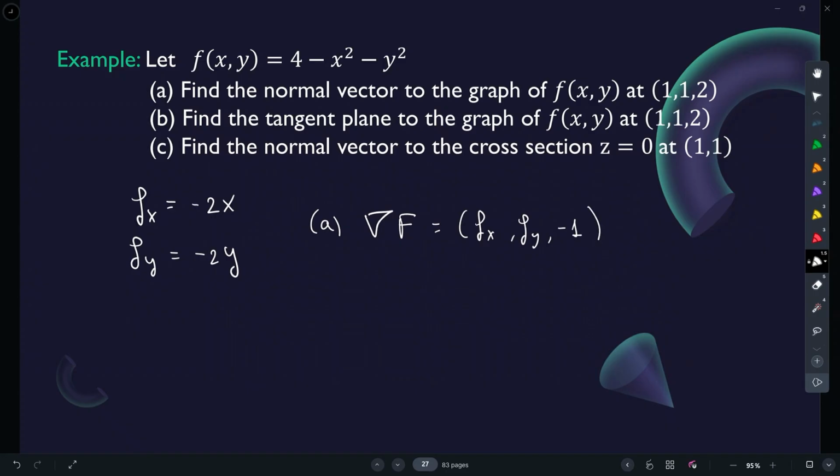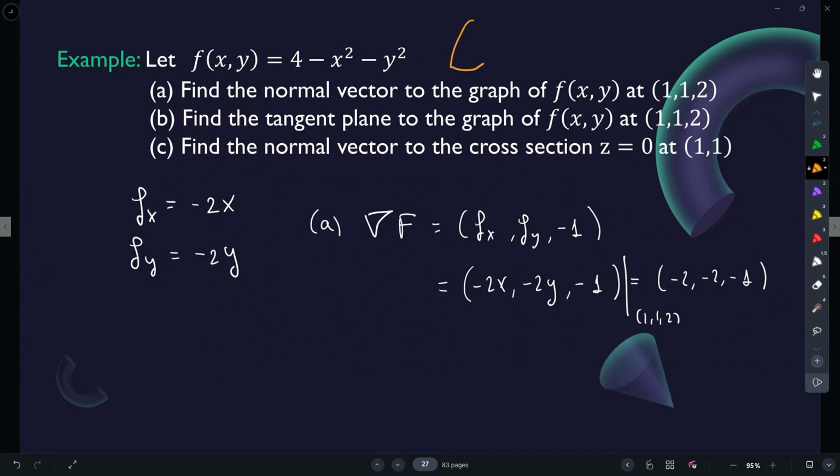minus 1. So in this case, this gradient vector is minus 2x, minus 2y, minus 1. And if we evaluate at 1, 1, 2, what do I get? I get minus 2, minus 2, minus 1. This, by the way, is a hyperboloid. OK? And at 1, 1, 2, let me do a better job.